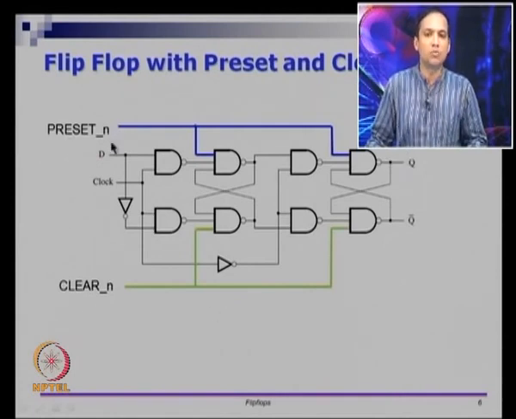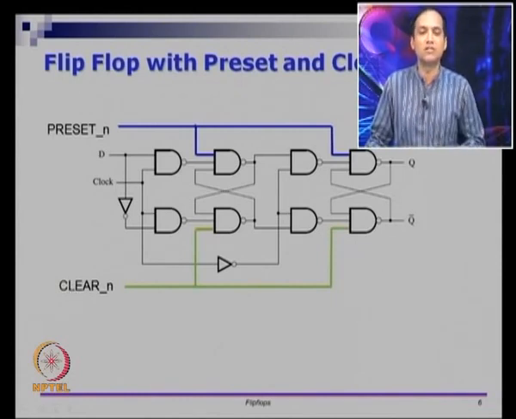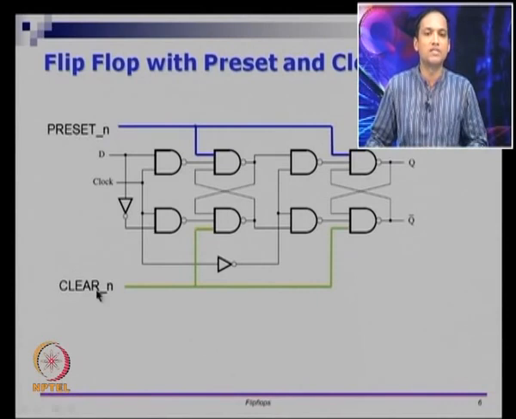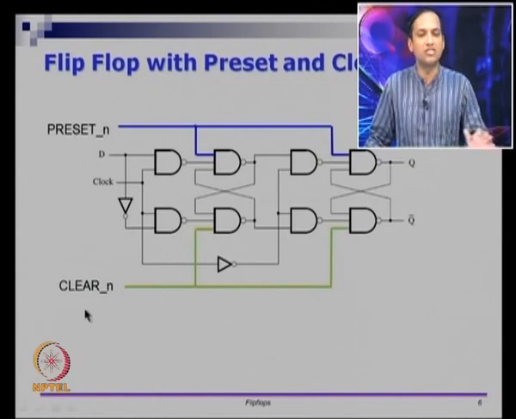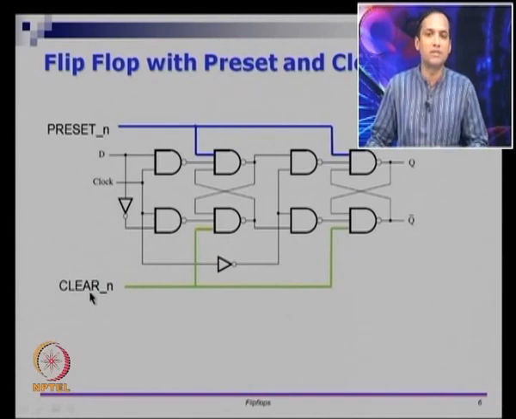So, if preset is 1, Q becomes 1, if clear is 1, clear n is 0, then Q becomes 0. So, this is the meaning of preset and clear. The only thing is both the preset and clear signals can actually be brought in without any reference to the clock itself. So, therefore, preset and clear in this circuit are actually asynchronous inputs. They can change whenever they want to, they do not actually have to align themselves with respect to the clock input. Right. However, D actually aligns itself with the clock input.